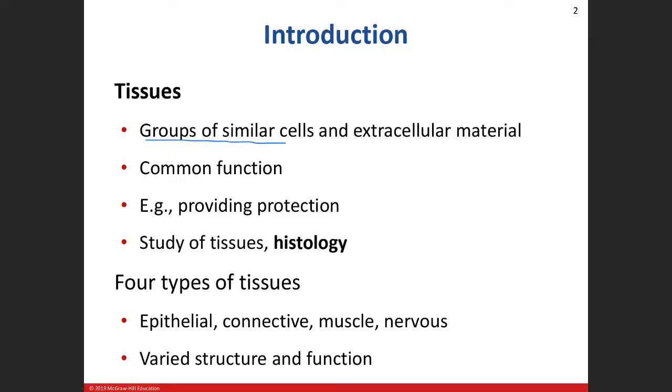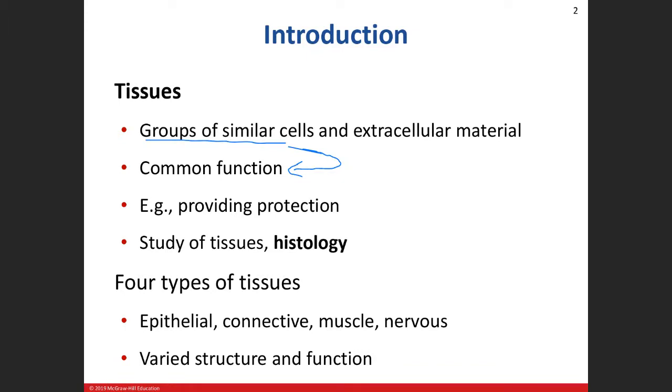This is chapter 5. Chapter 5. All right. So when we're talking about tissues here, the definition of a tissue is a group of similar cells that perform a common function. Okay?